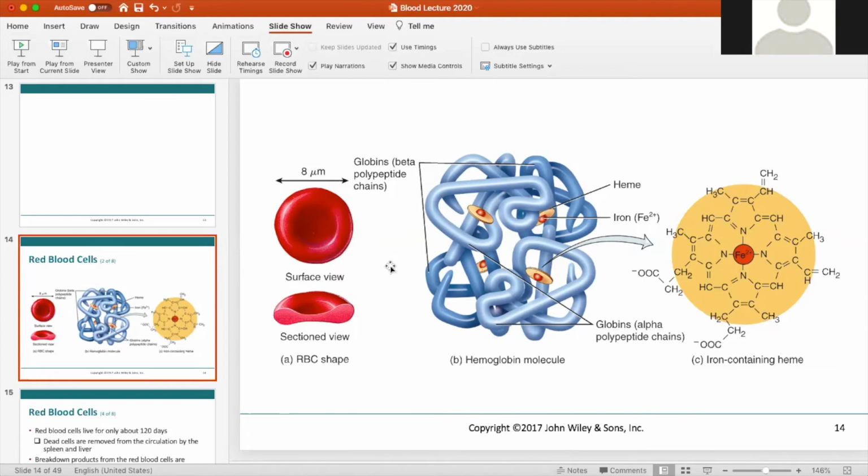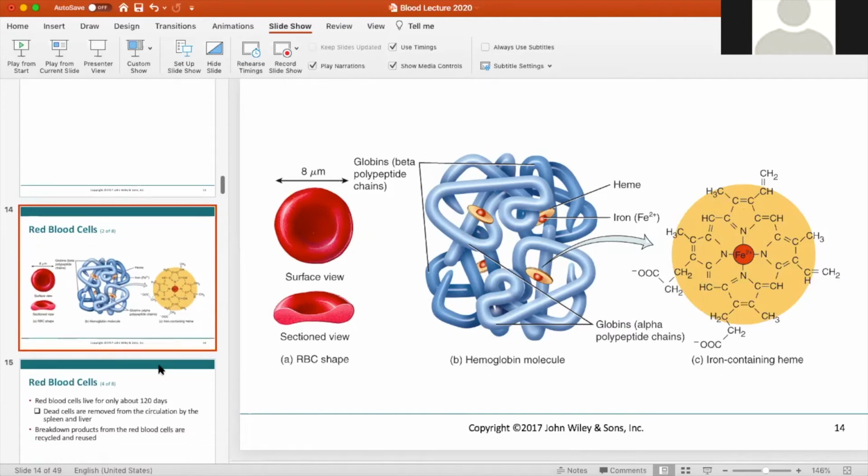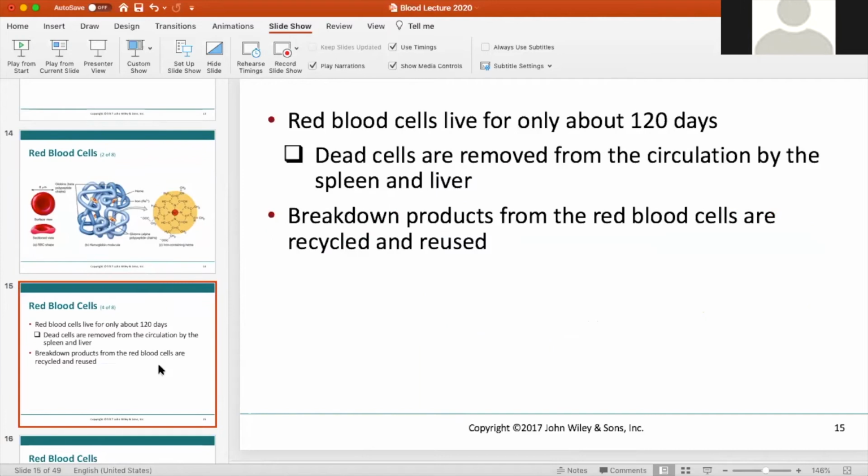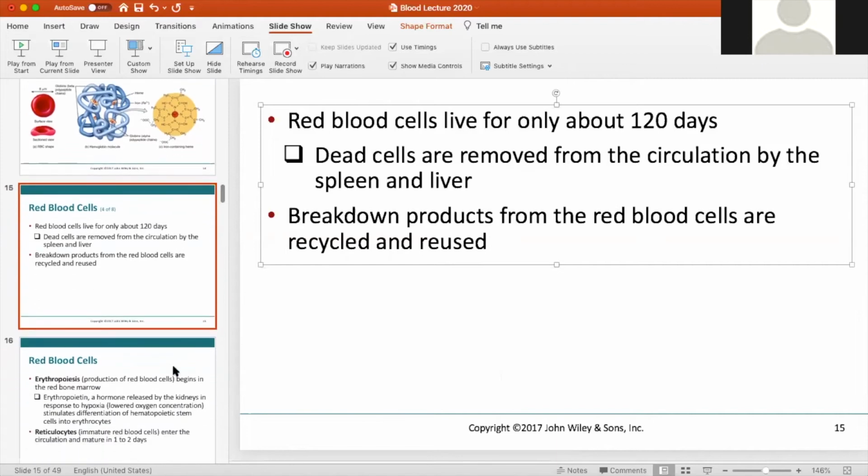So this is our hemoglobin molecule that we were talking about a little bit later, and this is the iron containing protein part. So we see that iron molecule there in the middle. Right, so there's 4 segments to it. And then we said that the red blood cells are going to live for about 120 days, and then they're going to be removed from the body. When they are removed, they're removed from circulation by the spleen and the liver. Now, some things can be recycled and reused by the body, and that's kind of cool.